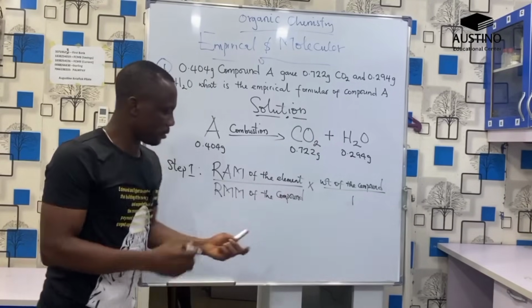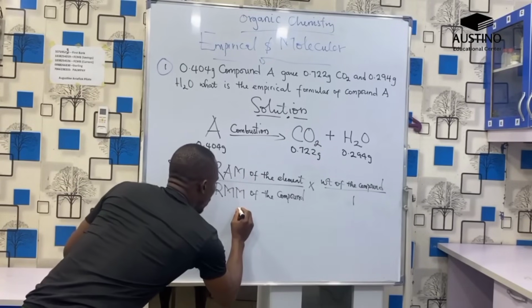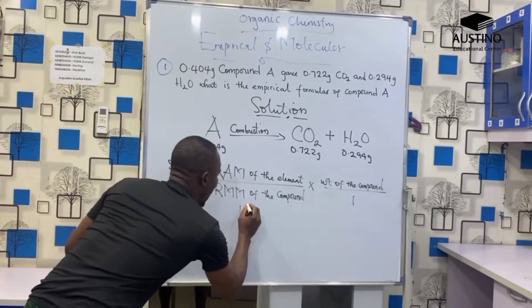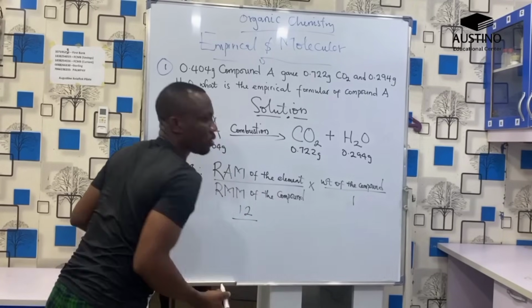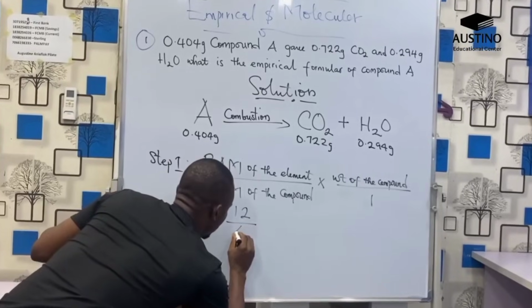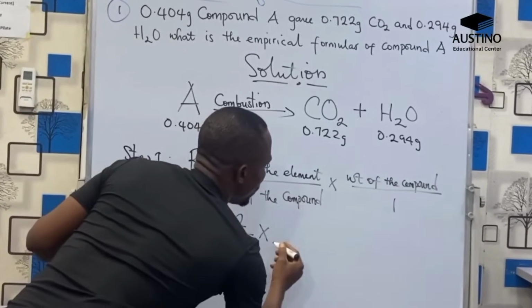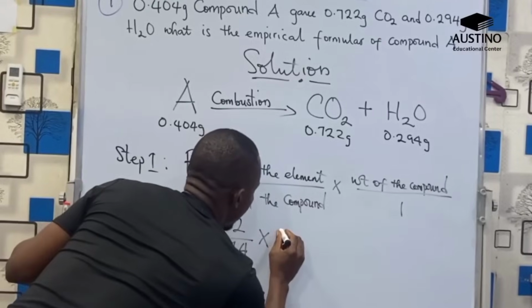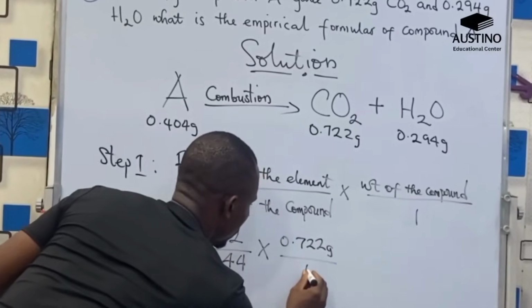So from this, we can deduce that the relative atomic mass of carbon is 12, and the relative molecular mass of CO2 is 44. So we have that multiplied by the weight of CO2, which is already given to us as 0.722 grams.